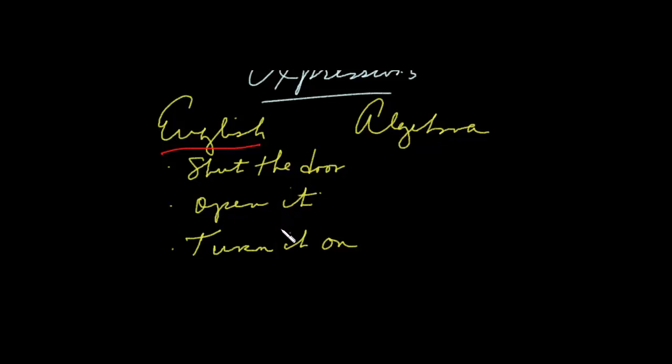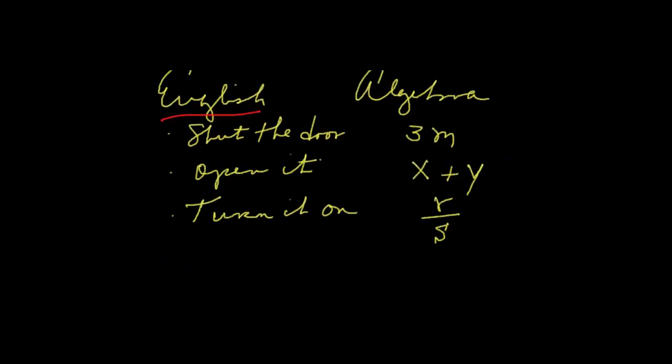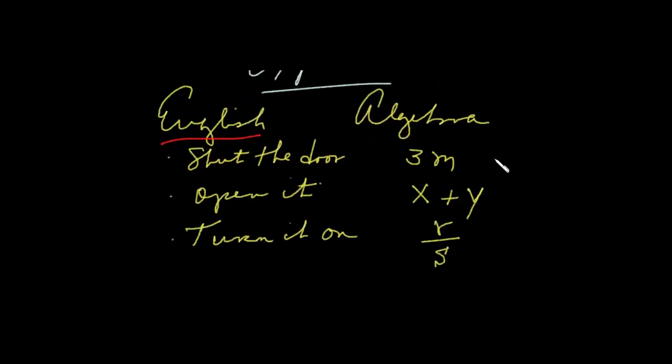Now, in algebra, we've already talked about the fact that algebraic expressions, let's go back, something like 3m would be an algebraic expression. We used this one a few times in other videos. We have x plus y would be an expression, and how about we end it with r over s? We had that one in the examples above. Okay, so these would be algebraic expressions.